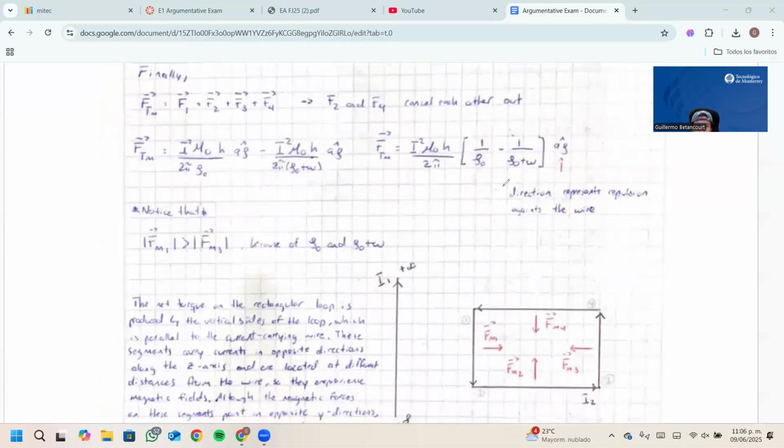We are left with this in the direction of rho, and this direction represents the repulsion against the wire. And we notice that the absolute value of the force in point 1 is greater than the absolute value of the force in point 3. This is because of the denominators of rho and rho plus y.